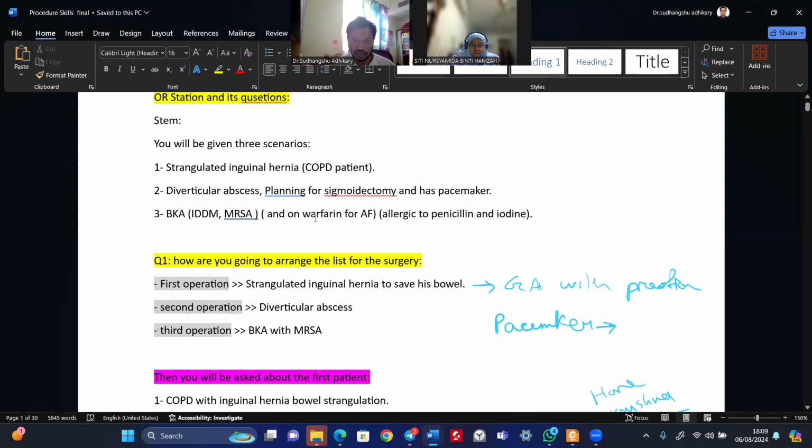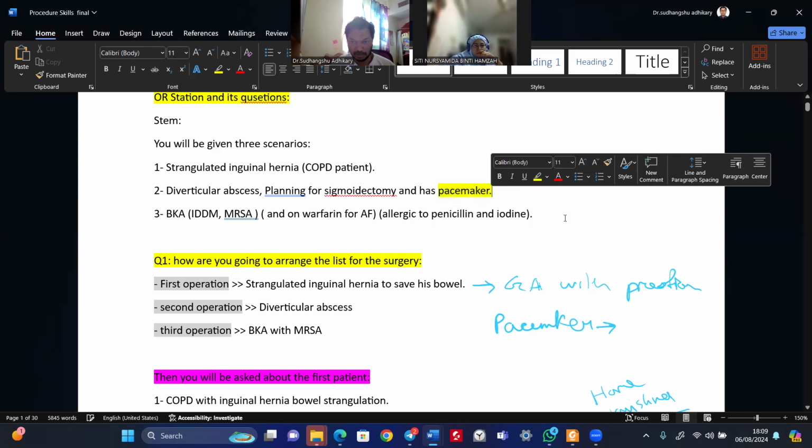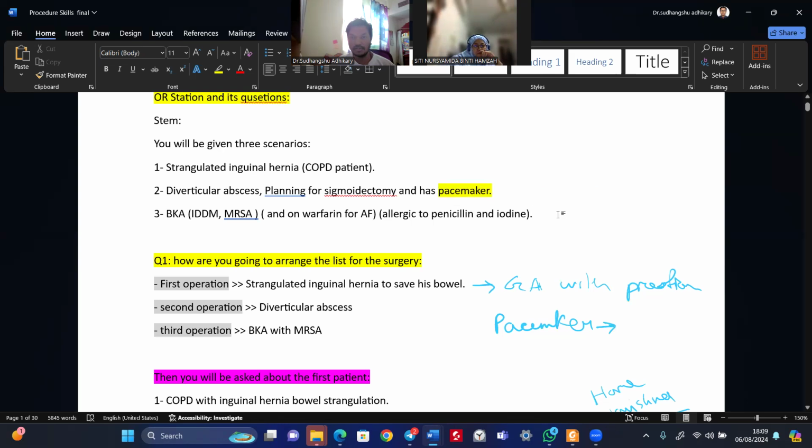Diverticular abscess planning for sigmoidectomy and has a pacemaker. Okay, this is another importance. And a pacemaker patient is always with some what? And then this is major surgery. Yes. And below-knee amputation, insulin-dependent diabetes mellitus, MRSA, and on warfarin for atrial fibrillation, allergic to penicillin and iodine.